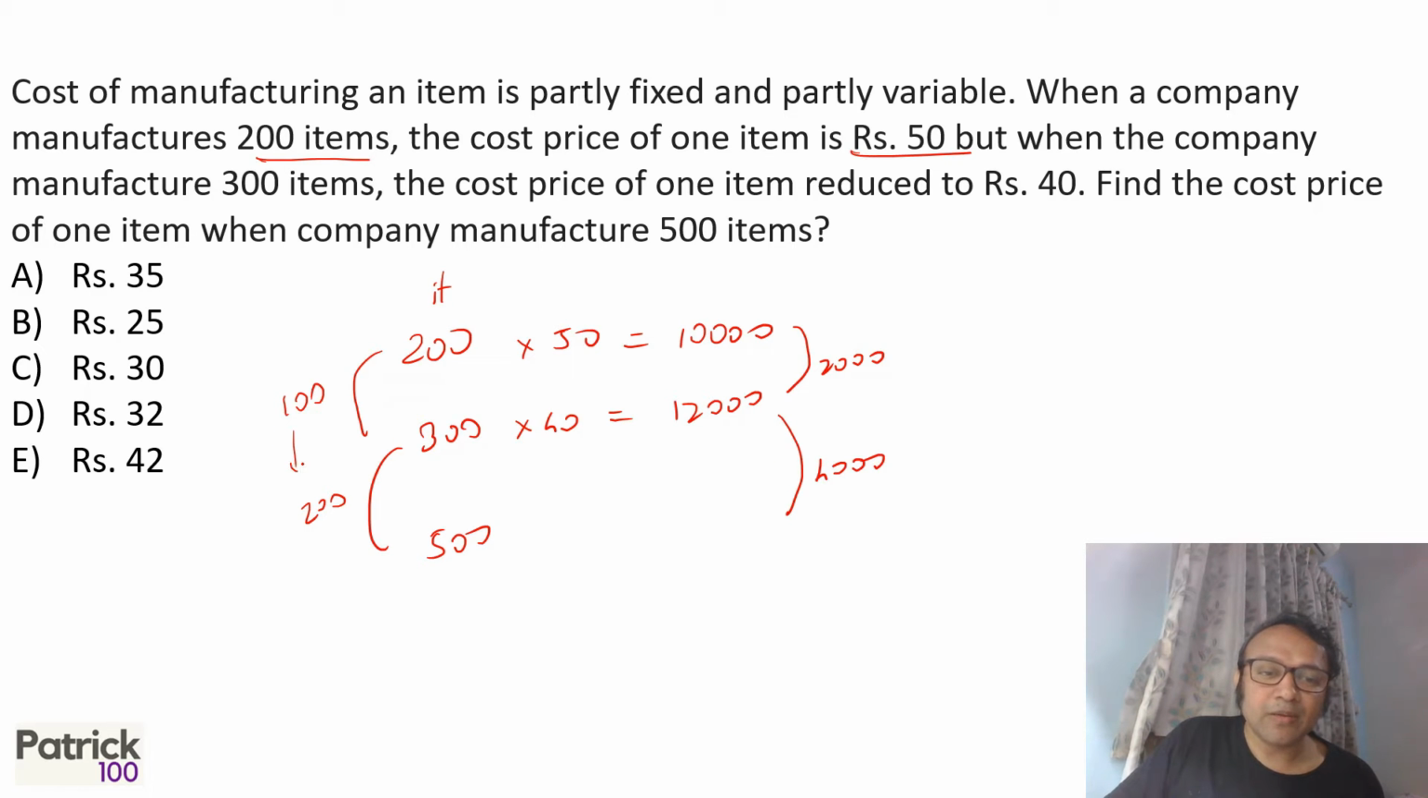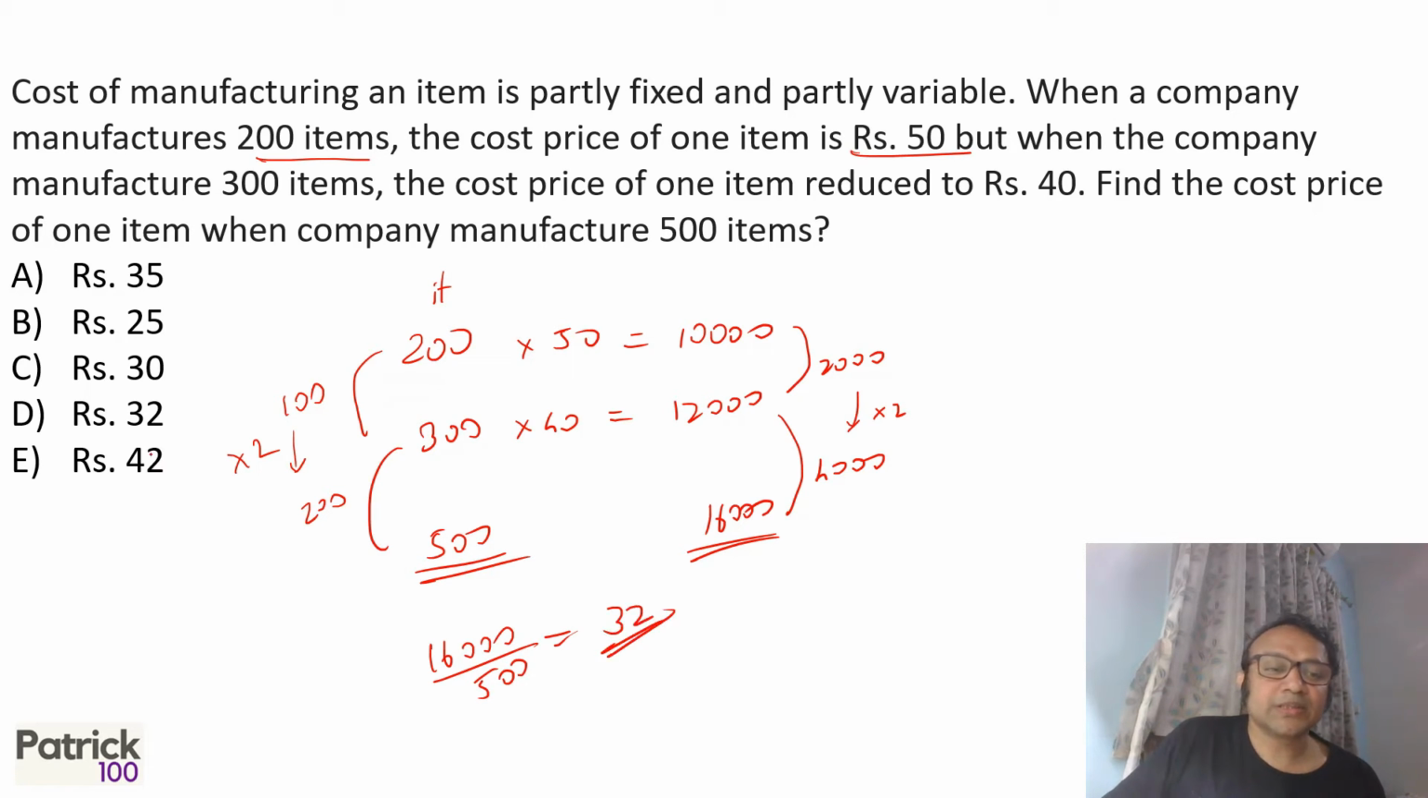So if it increases by a further 200, his cost will increase by 4,000, double, right? 100 to 200 is double. So here also the cost will increase by double, 4,000, which means it will become 16,000. So for 500 units, 16,000. So that means 16,000 upon 500, per unit price will be 32 rupees. D option. That will be the answer. So it is a variable cost, fixed cost type of sum. This is the way you can represent and get the answer quick.